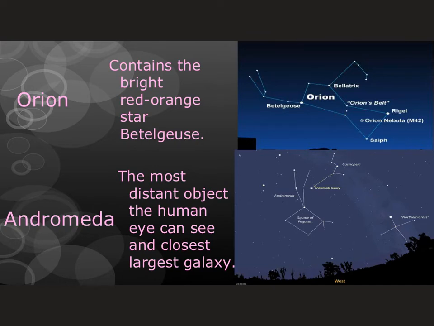Okay, Andromeda is the most distant object the human eye can see and is the closest large galaxy. So there it is. If we look at the square of Pegasus, if you look slightly above it and to the right, you can see that the Andromeda galaxy is right there. So it's between Cassiopeia and Pegasus.